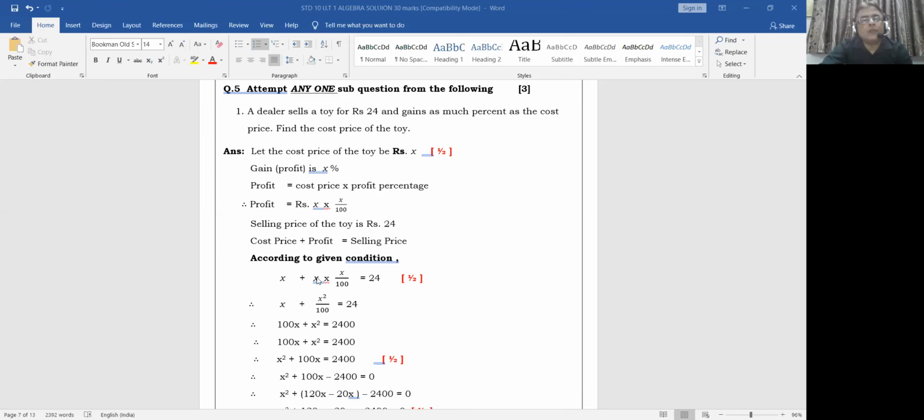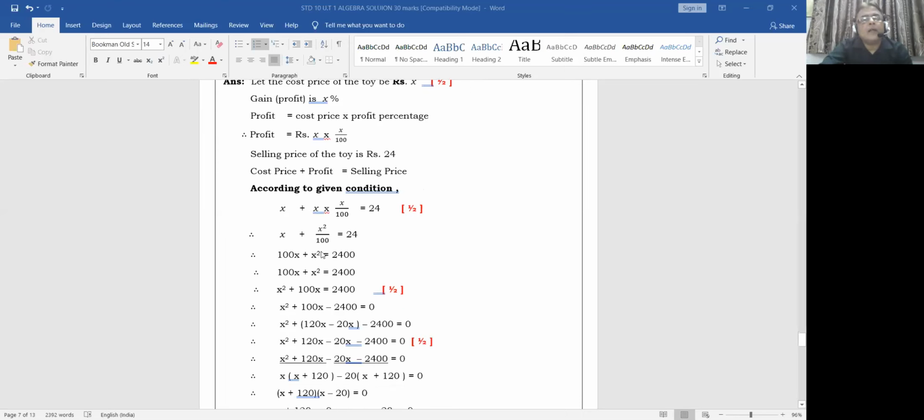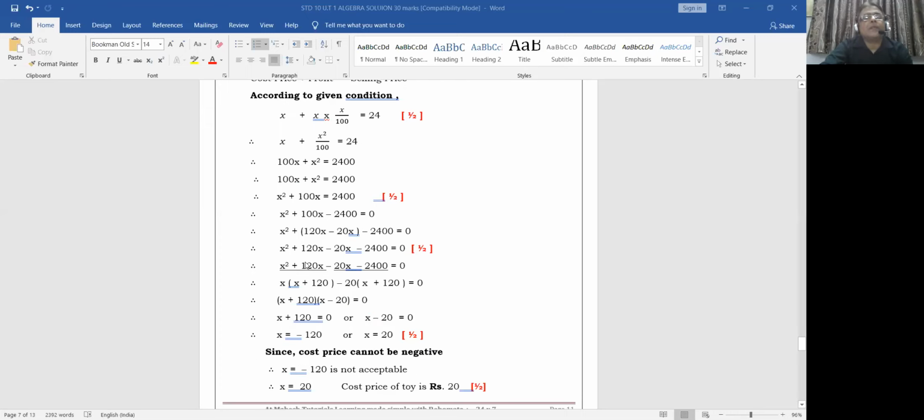Correct? So X into X, I got X square. Now the denominator I have is 100 here. Multiply throughout by 100. So X into 100 will give me 100X. 100 cancels, we got X square. 24 into 100, so I get 2400. Okay, transfer 24 to the left hand side, so I got X square plus 100X equal to 2400. If you solve till here, give half mark. Then after that again factorization comes.